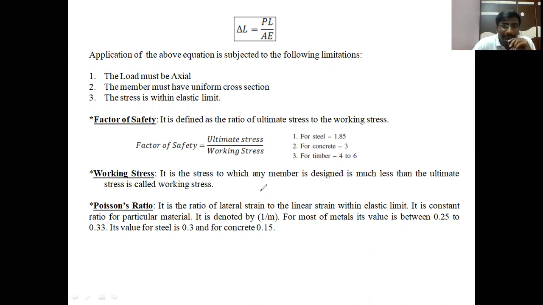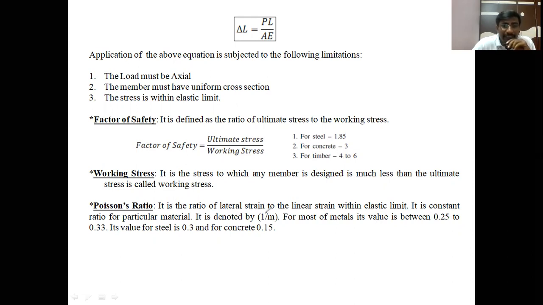When we apply the load on a member, the member changes in the lateral direction, and also changes in the linear direction. So it is how much lateral strain will be produced by applying the load and how much linear strain is produced by applying the loading on that member. The ratio between these two is called the Poisson's ratio, which is constant for a particular material. The lateral strain and linear strain must be within the elastic limit. It is a constant ratio for a particular material.